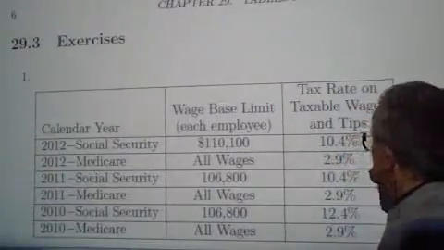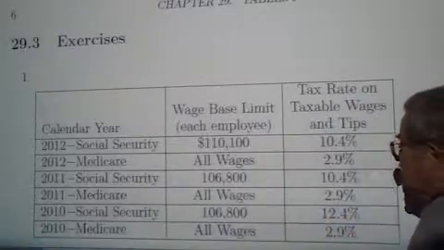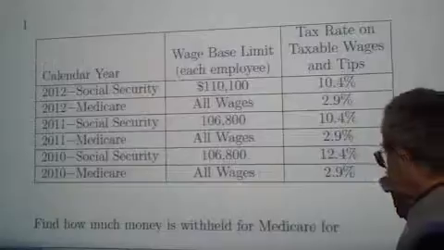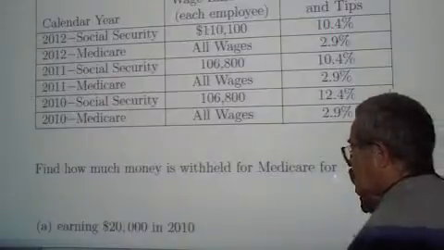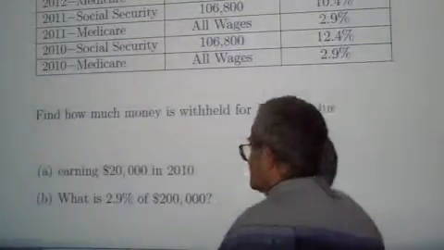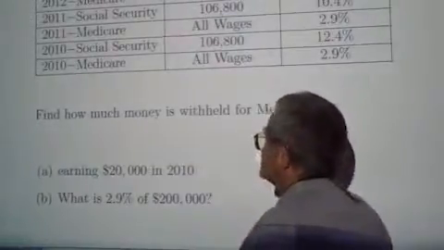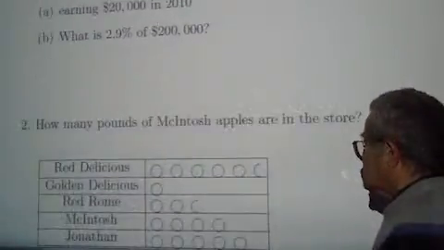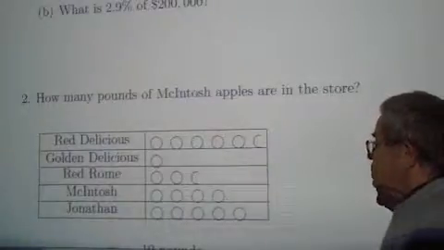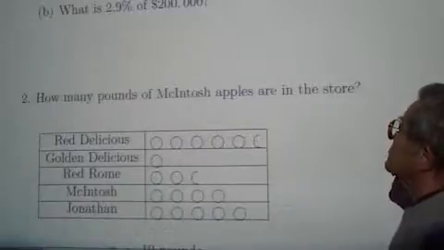Now I am asking you to do exercises. You have the same Social Security information that I gave you earlier. You want to find out how much money is held for Medicare when you earn $20,000, and what is 2.9% of 200,000? And then how many pounds of Macintosh do you have? The same information that you had previously. So no need to let you copy this unless you didn't get it earlier.